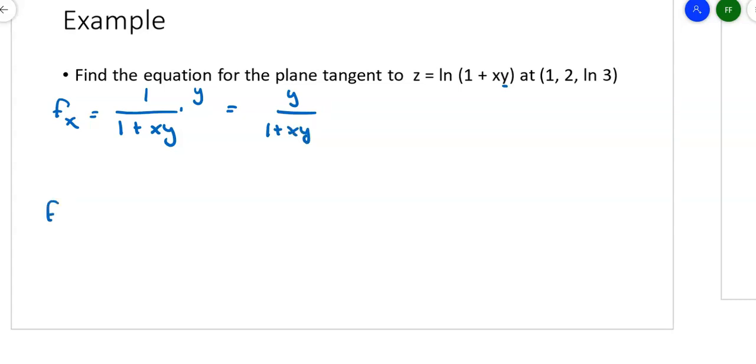I'll bet you the derivative with respect to y is not much different. I still start with a 1 over 1 plus xy times the derivative of the inside. Now, if y is the variable, then x is the constant. That's what goes up on top. So that gives me x over 1 plus xy.